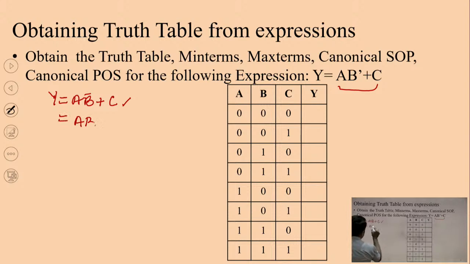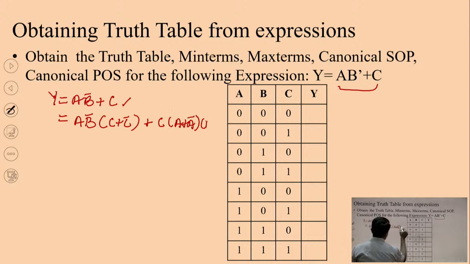For that I will be multiplying this AB bar with C plus C bar, and this C into A plus A bar into B plus B bar. Okay, so let's multiply it. So it becomes A B bar C plus A B bar C bar, plus the expression from this side: this C into A becomes AC, and the C into A bar becomes A bar C, into B plus B bar.